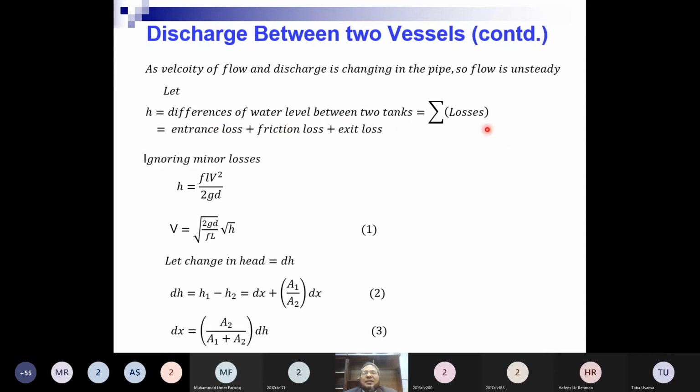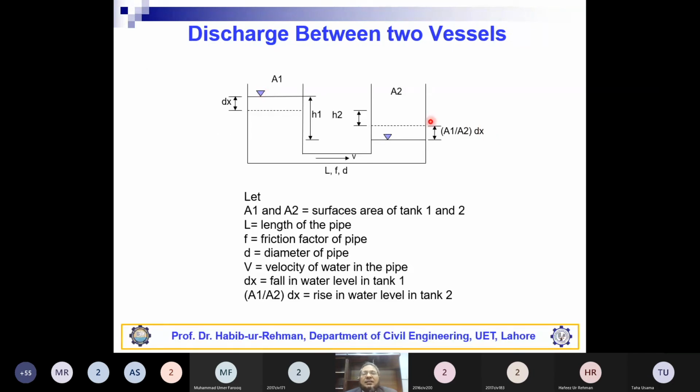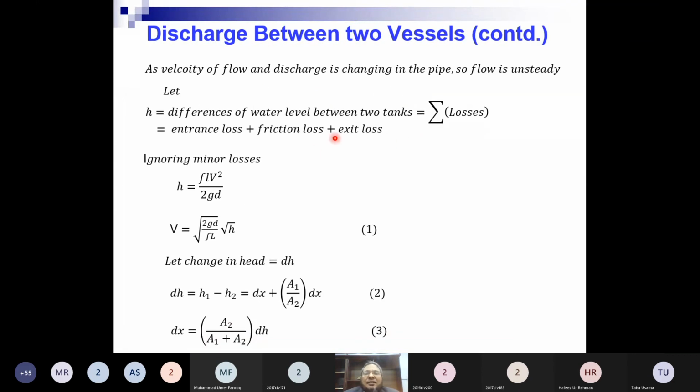H is the difference of water level between two tanks. और वो किसके बराबर होता है हमें पता है ना, अगर हम एनर्जी इक्वेशन लगाएं, if this is section 1 and this is section 2, तो हमें क्या मिलता है कि ये H जो होता है वो summation of losses के बराबर होता है. और लॉसेस कौन से हैं, entrance loss plus friction loss plus exit loss. Let's say ये minor losses हम इग्नोर कर देते हैं, तो फिर हमारे पास सिर्फ major loss रहता है, which is Darcy-Weisbach equation से compute करते हैं. And small h is fLv²/2gd. तो यहाँ से वेलोसिटी की ये वैल्यू आ गई.